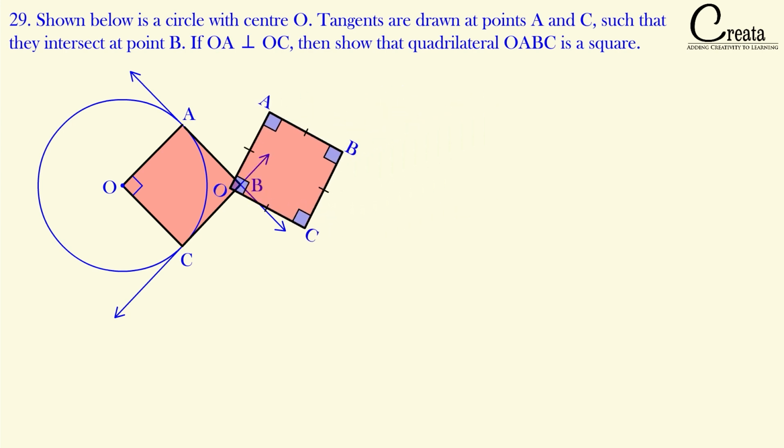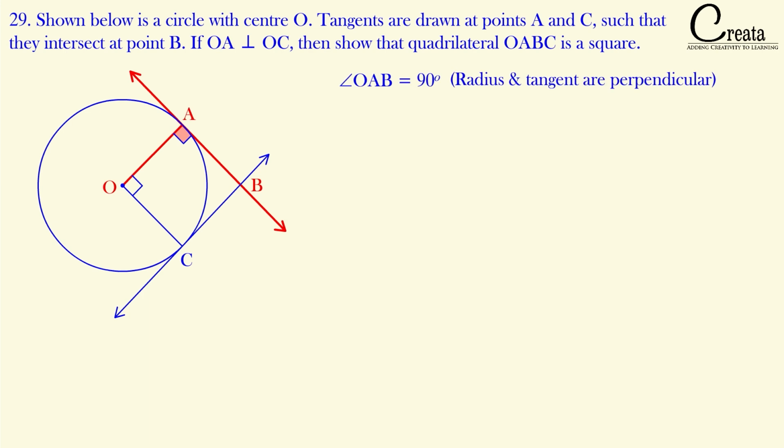So let's proceed. Here AB is given as a tangent and OA is the radius of the circle. We know the radius and tangent are perpendicular to each other. So this angle will be equal to 90 degrees.